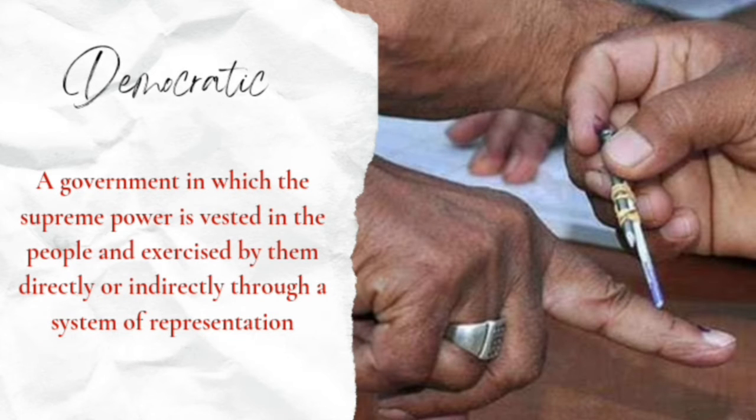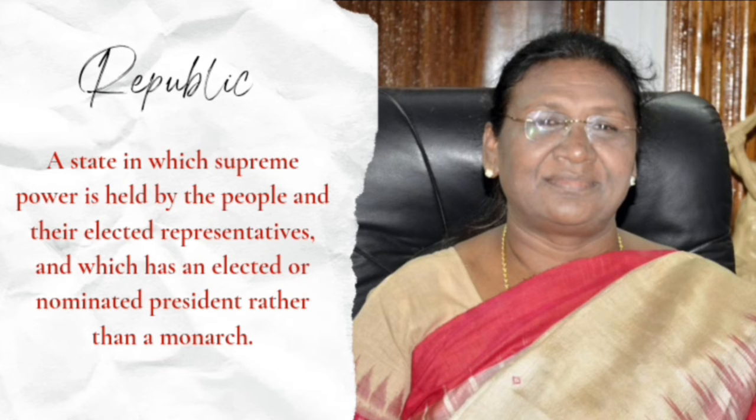Democratic. We all know we are a democratic nation, but what does it even mean? Democracy, in simple terms, is the rule of the people. Supreme power is vested in the people and is exercised by them directly or indirectly through elected representatives. And then we have republic. Republic is a state where the power is vested in the people and has an elected head. Unlike the UK, whose head is the king, India's head of the state is the president, who is indirectly elected by the people.